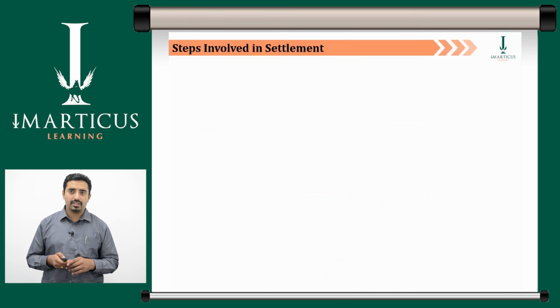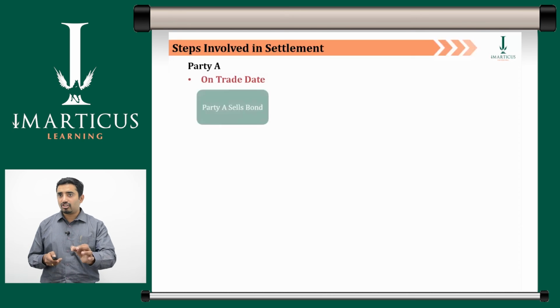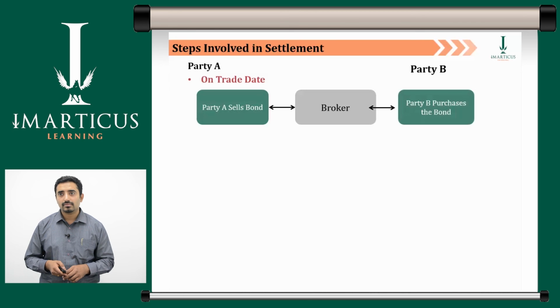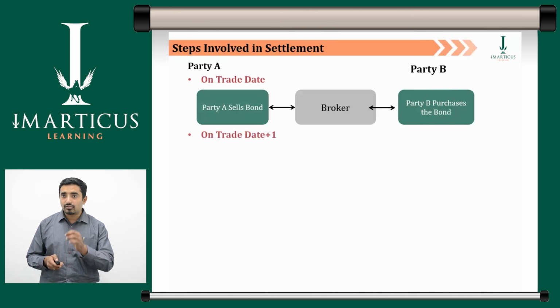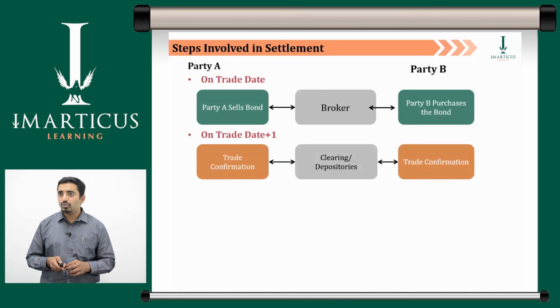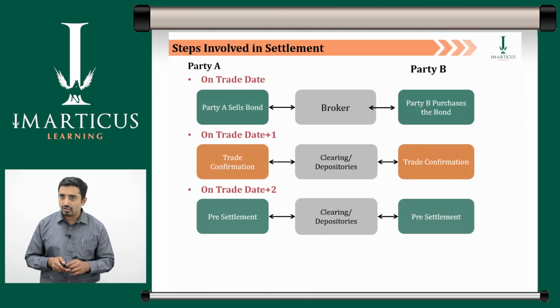Settlement is an important activity. Let us examine the steps which lead to trade settlement. On the trade date, party A will instruct the broker to place the order. The broker will then find a matching party B and will execute the order in the market. On trade plus 1 date, confirmation of the deal will be done using depositories, who perform the pre-settlement and the settlement functions on trade plus 2, the settlement date.